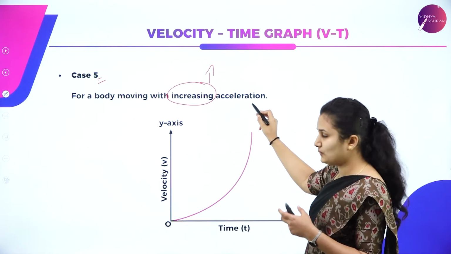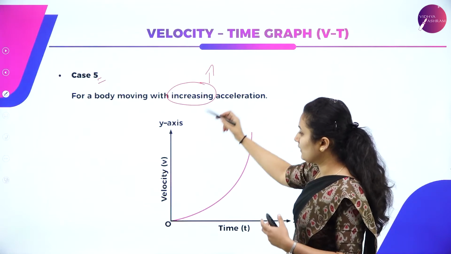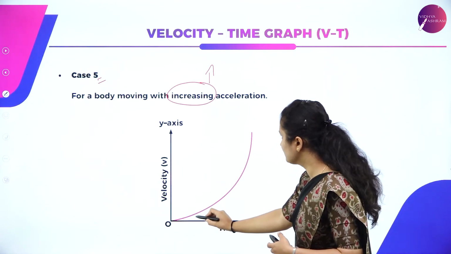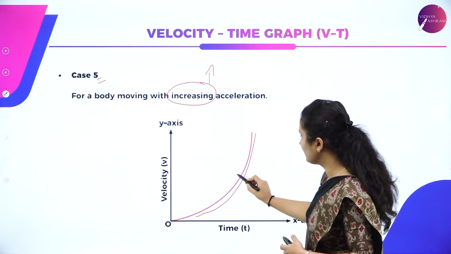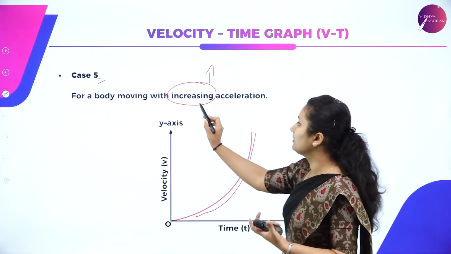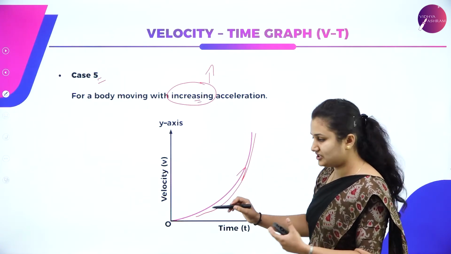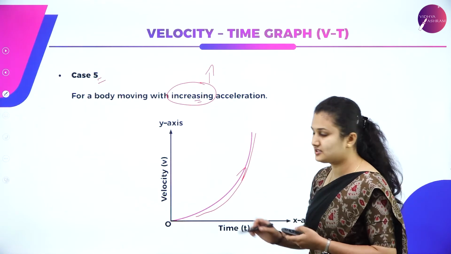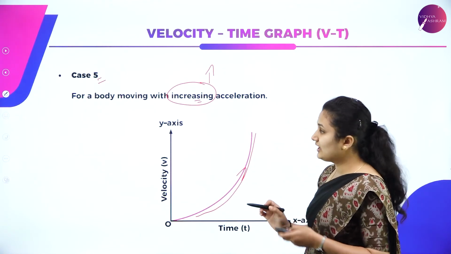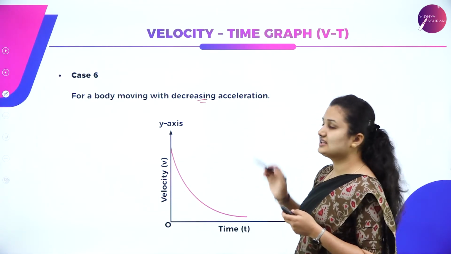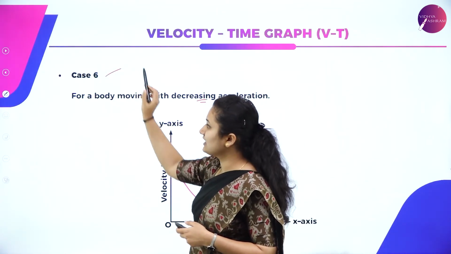That is change in velocity by time. So your velocity is increasing as time increases. So this is your increasing acceleration. Instead of a straight line, you have a curve because it is increasing. Velocity is increasing as well as time is increasing on the x-axis. You get a curve.